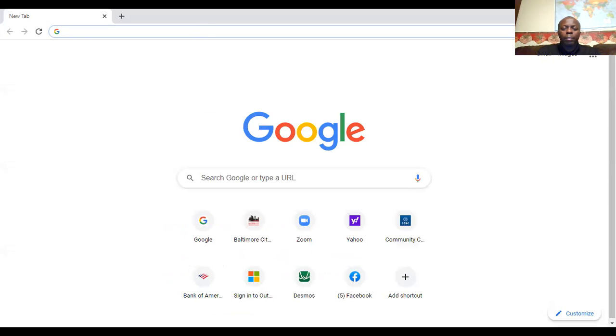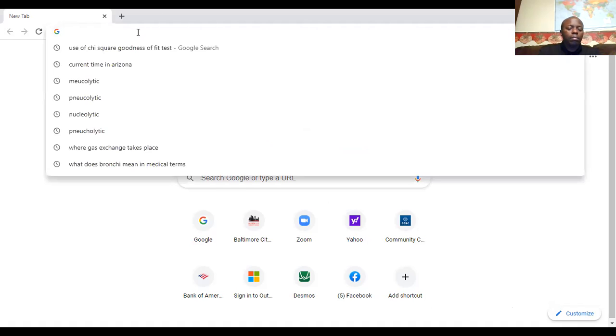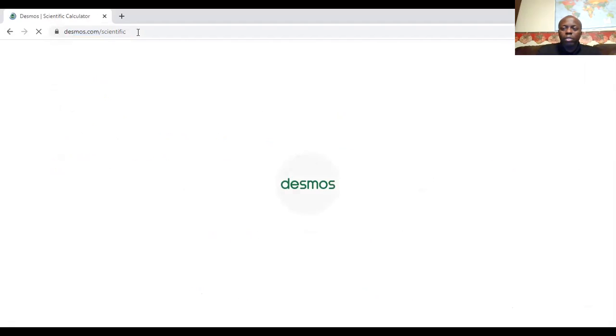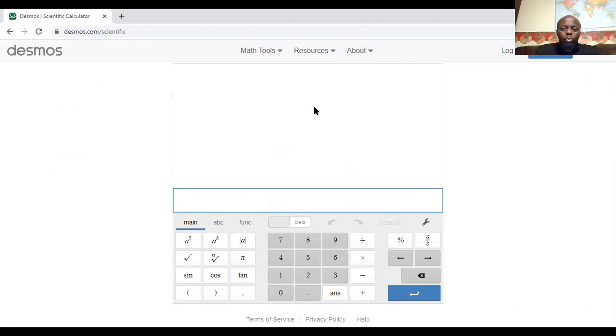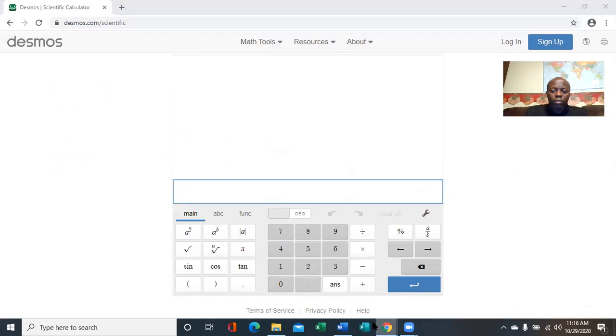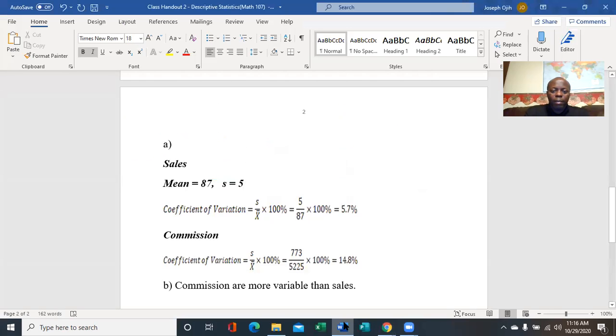Okay, so I'm sharing my screen with Desmos. It's a free calculator online. It's scientific too, so you can always use it. We're trying to figure out 5 divided by 87 times 100%. So let's do it in the calculator.